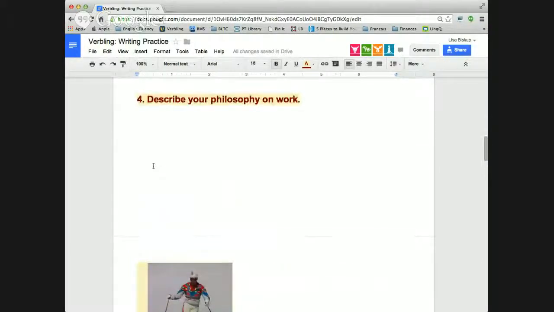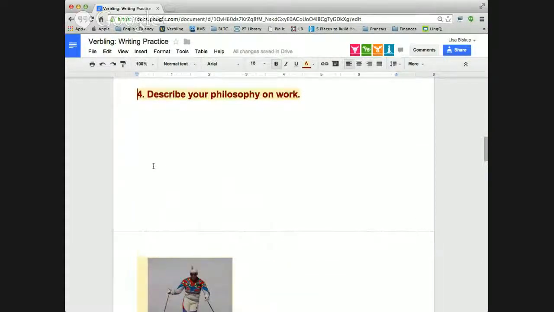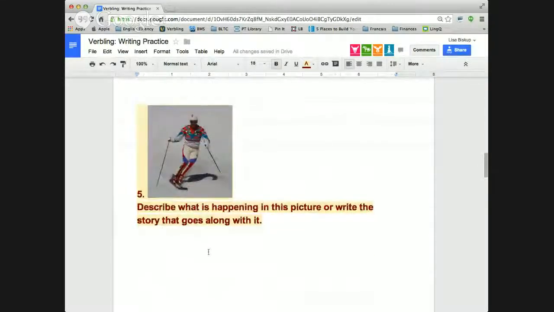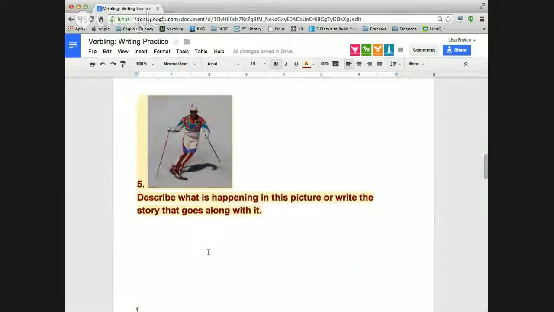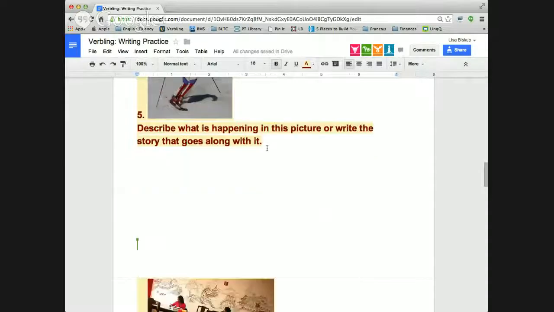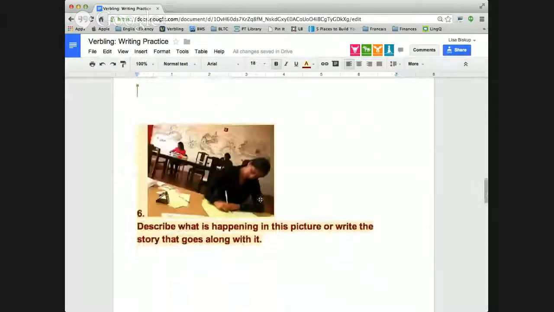What do you think about work? How much should you work? You know, that kind of stuff. Number five is, describe what is happening in this picture or write a story that goes along with it. So this is a funny guy in a funny costume skiing down the hill. So somebody could create a story around that.